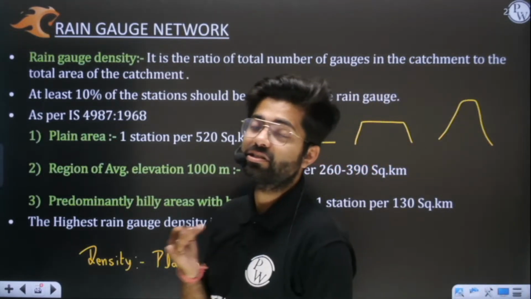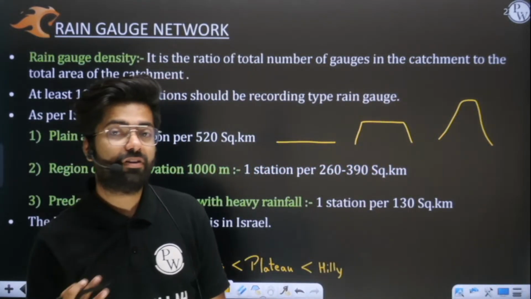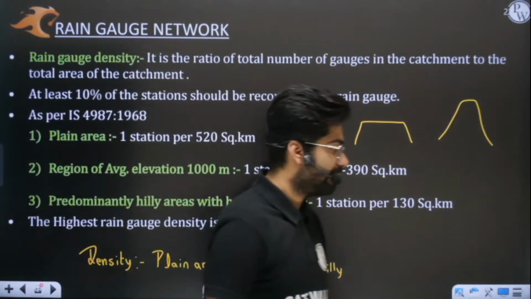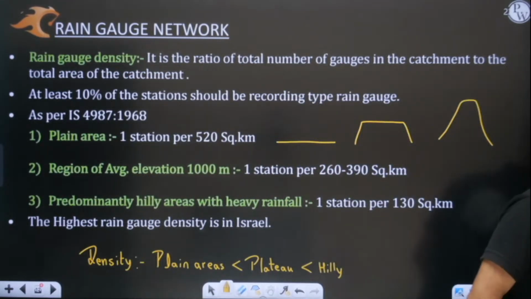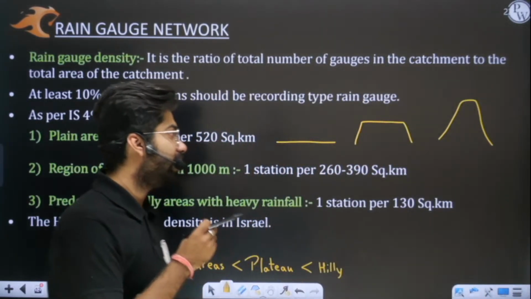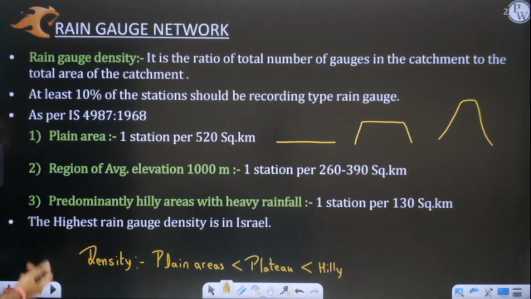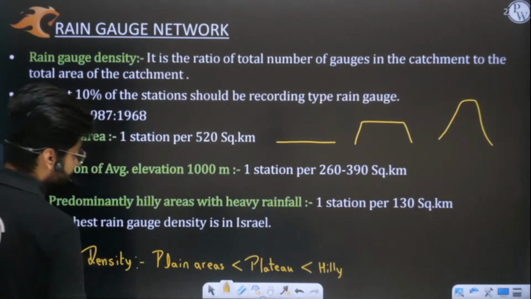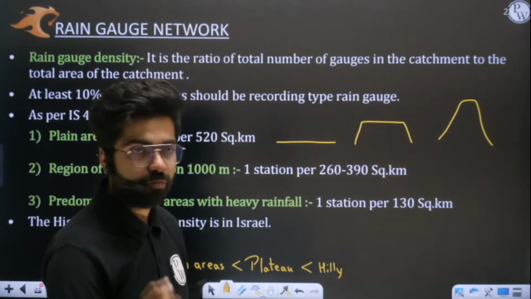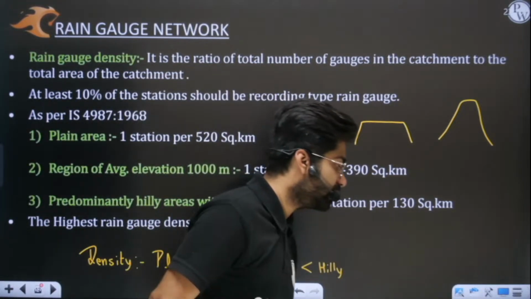Why should more rain gauges be there in hilly areas? Because they receive more rainfall. That I have already told you. I hope you remember it. Kindly comment once. I am unable to see your comments. Kindly comment, which area, plain area, plateau area, or hill area, will have the highest rain gauge density? Can you comment down? Kindly comment in the comment section.